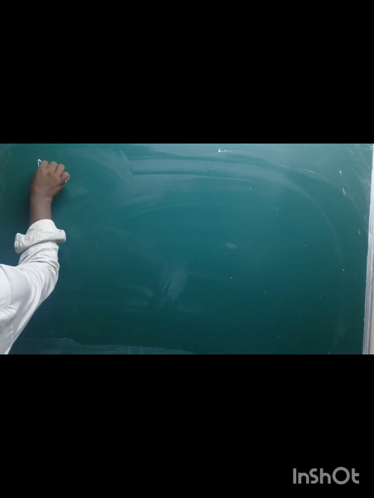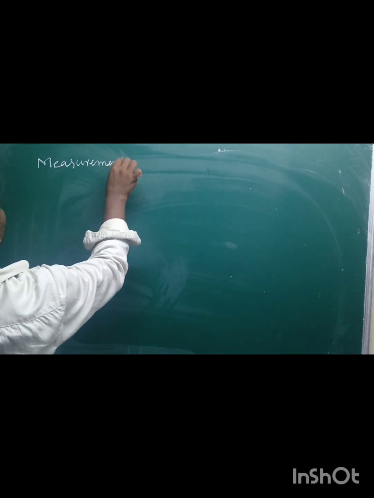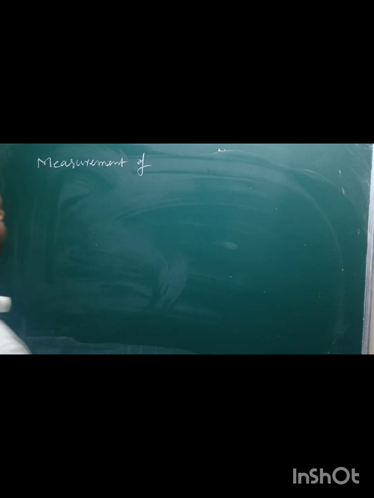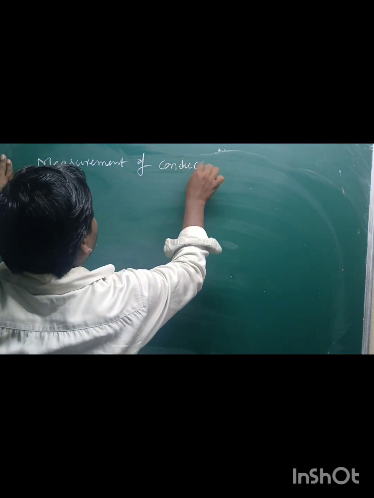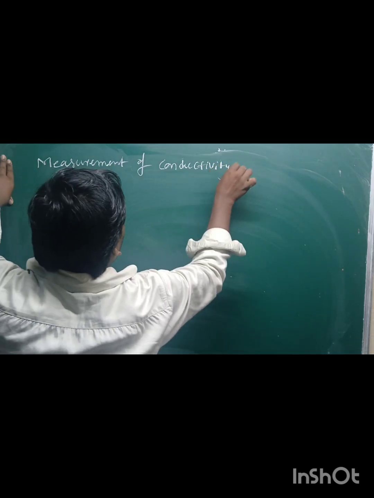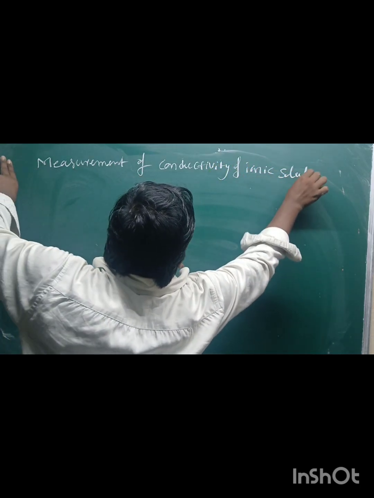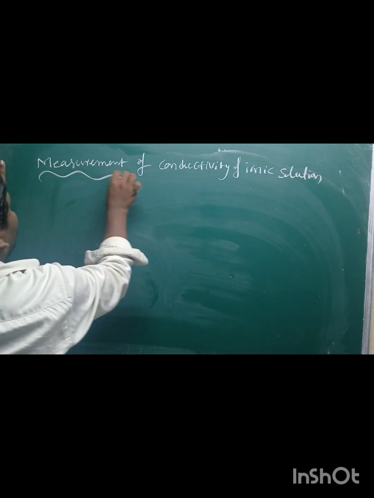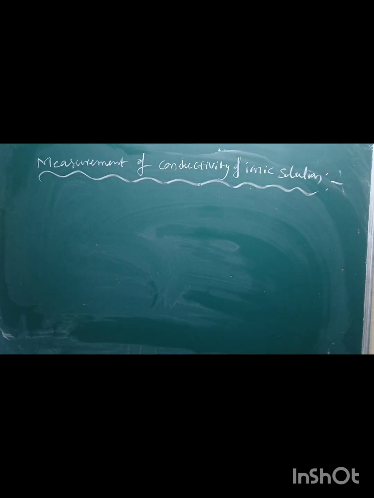Measurement of conductivity of ionic solution. How to measure the conductivity or specific conductance in ionic solutions? Here, unknown resistance can be calculated by using a Wheatstone bridge.